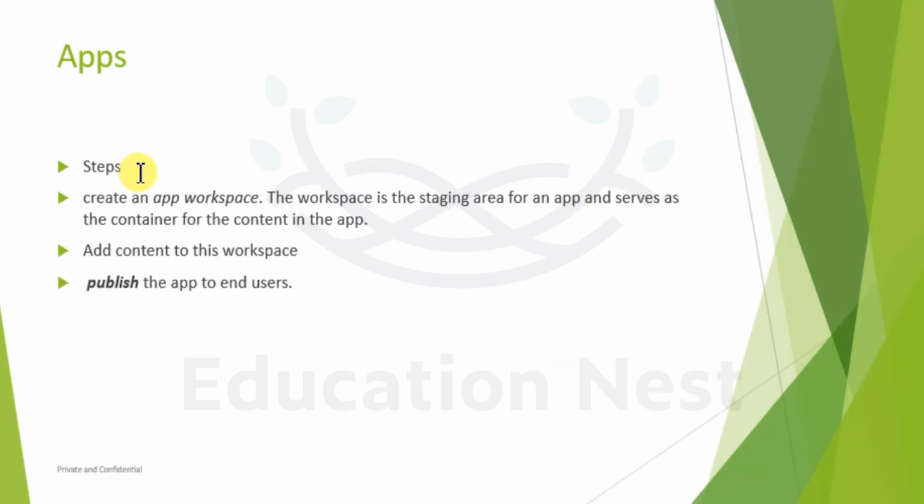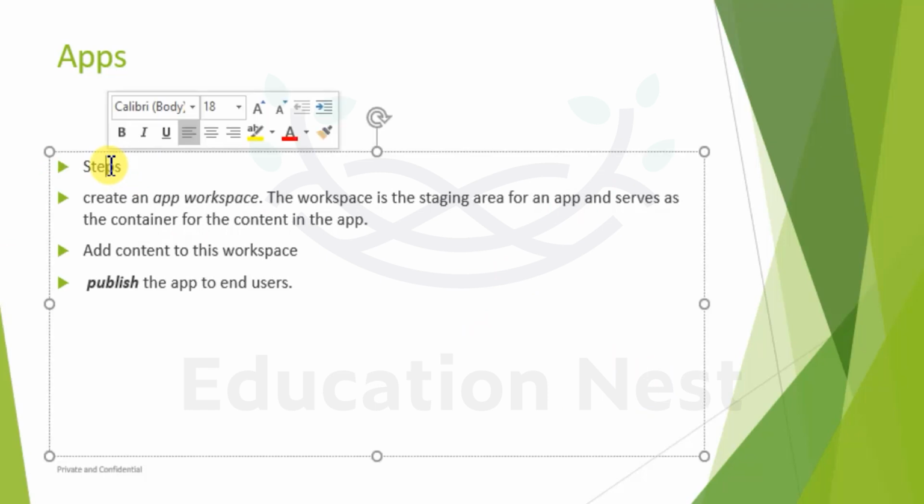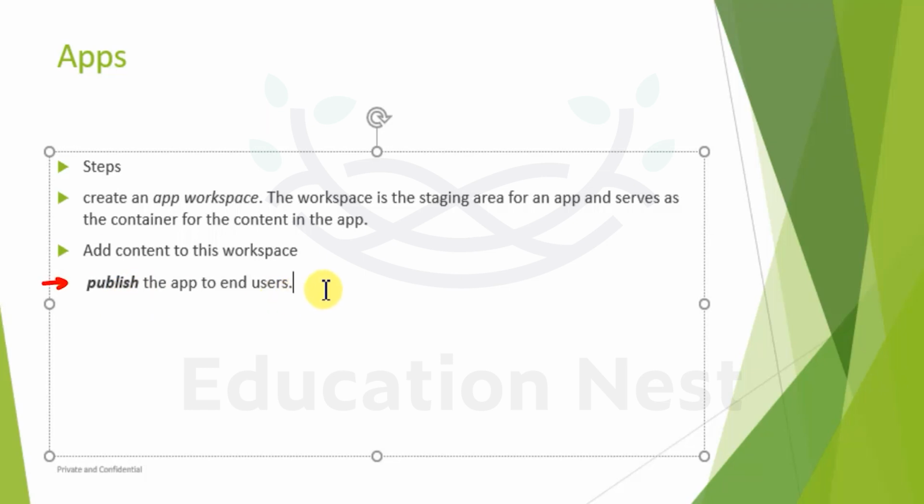So now let's have a look at the steps of creating an app. The basic steps are, we create an app workspace. The workspace is a staging area for an app and serves as a container for the content of the app. That means after creating an app workspace, you need to put your dashboards, datasets and reports into that app space, and only then would you be able to publish that content and distribute it to the end users. Then you add content and then you publish it to the end user.